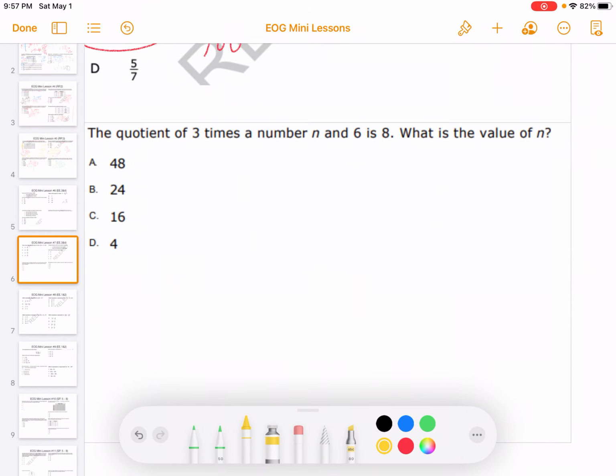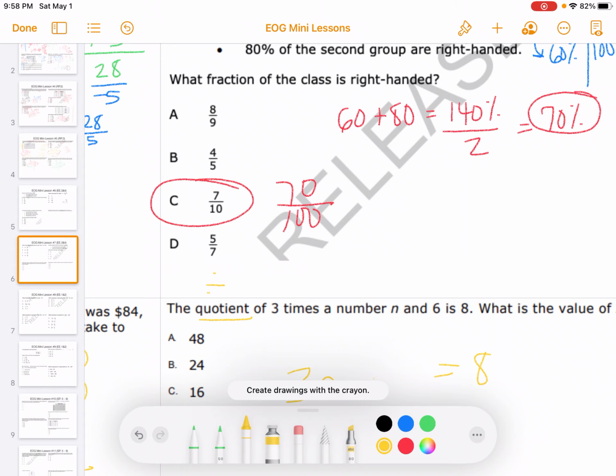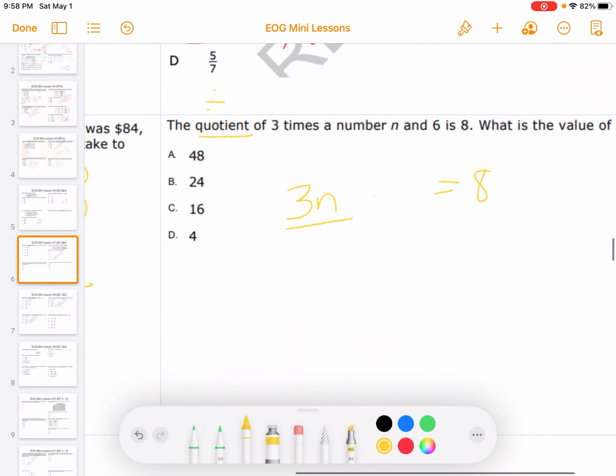All right, the quotient. Quotient means to divide. The quotient of 3 times the number n and 6 is 8. So I probably need to rewrite that without the division symbol. I probably need to write it as a fraction. It's probably going to make more sense to me. There we go. And then I need to unpack it.